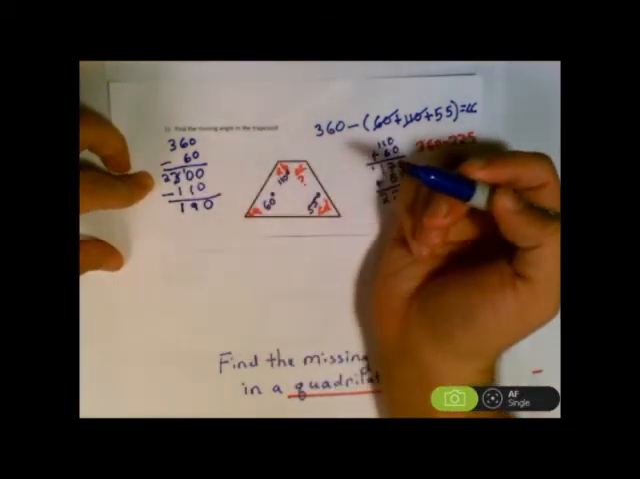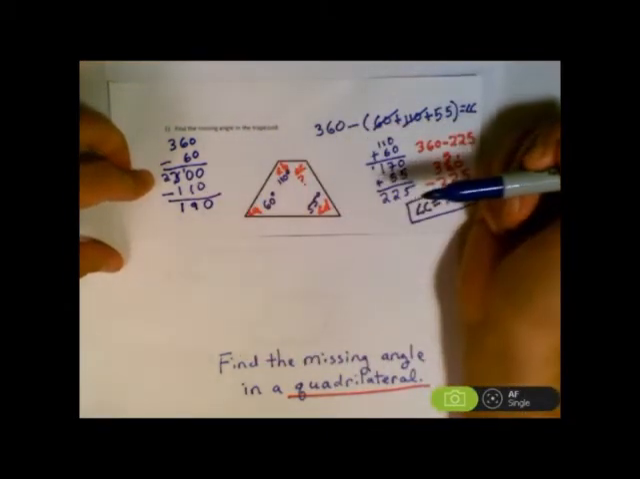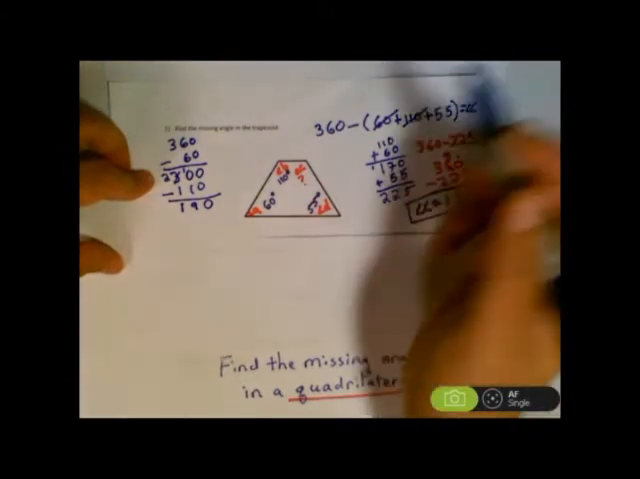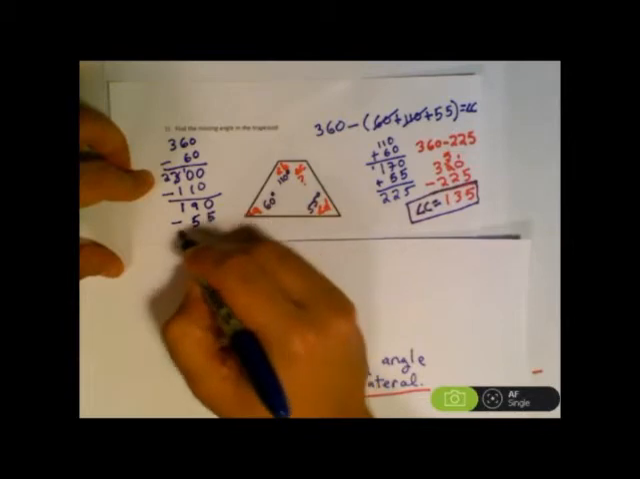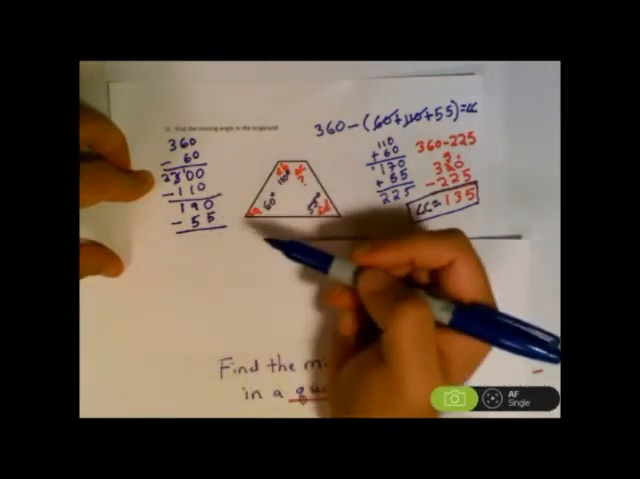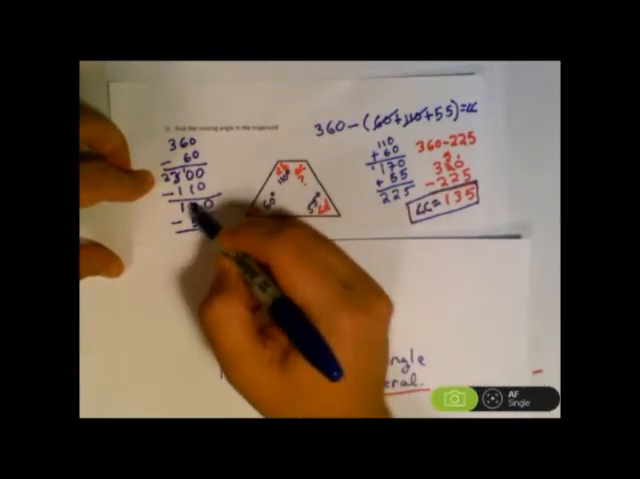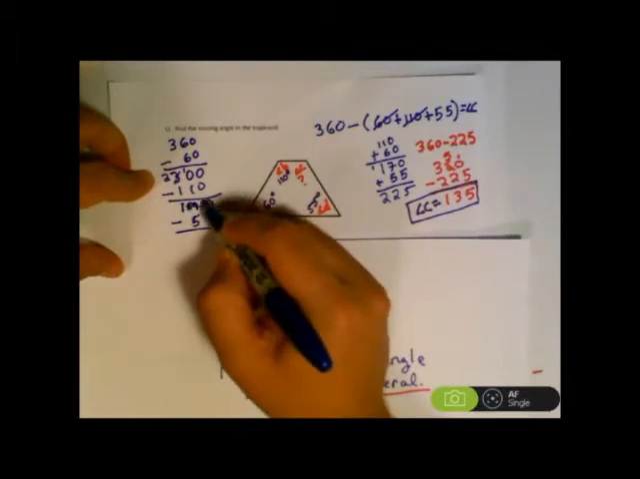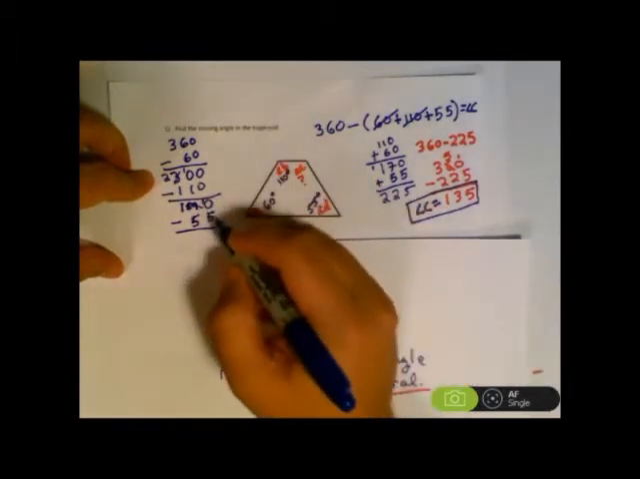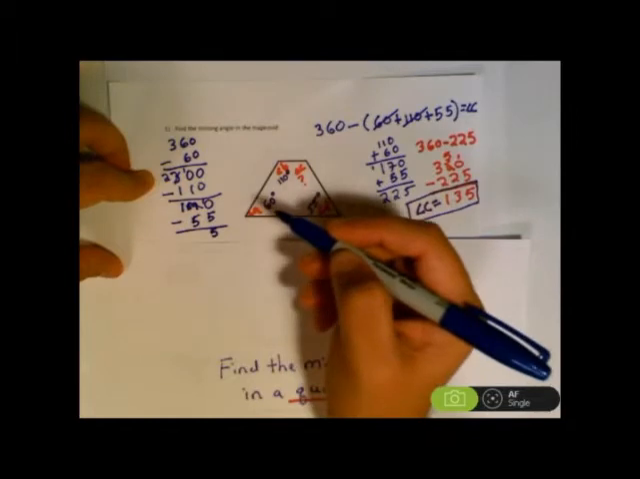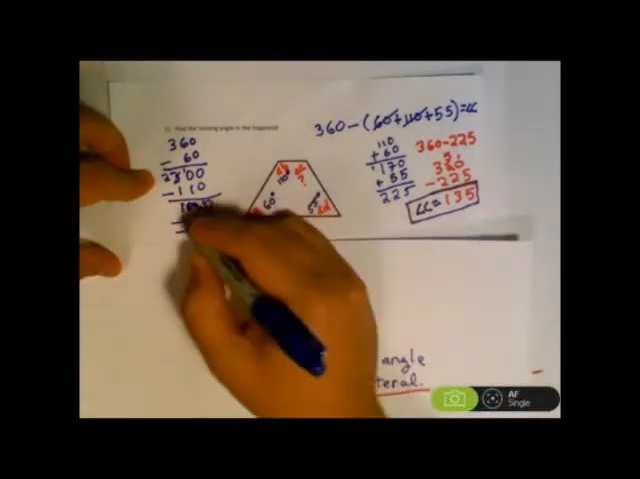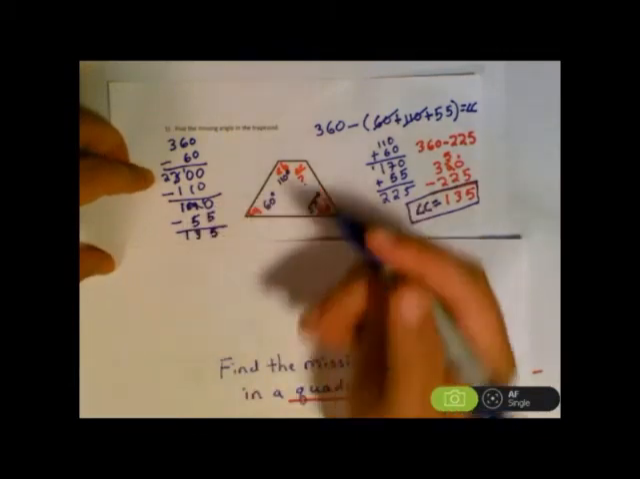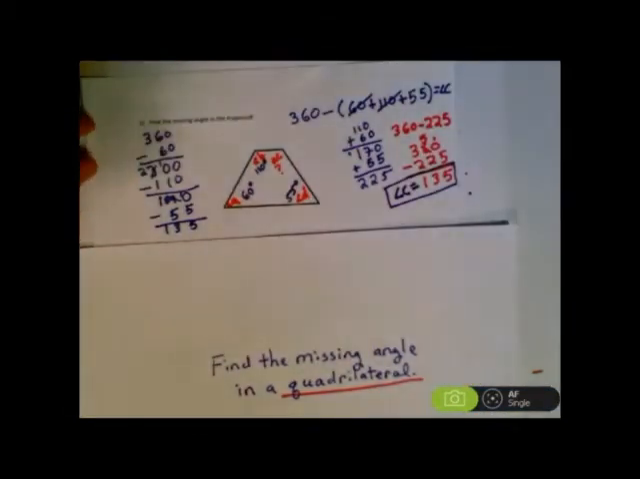I have $190 left. Then I gave angle D $55. So we'll subtract again. We can't take away 5 from 0, so I'm going to borrow from the 9. It's going to become an 8. That's going to become a 10. So 10 minus 5 is 5. 8 minus 5 is 3. And then bring down the 1. So look at what we have here.